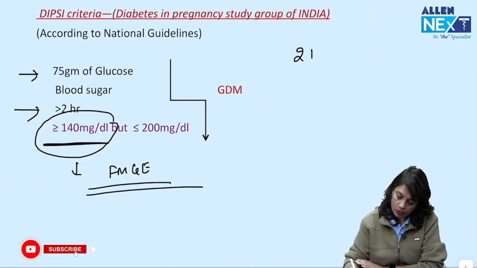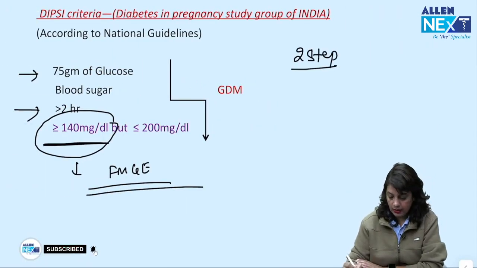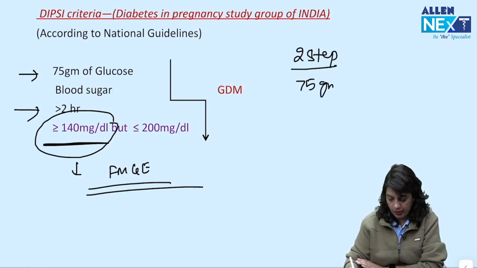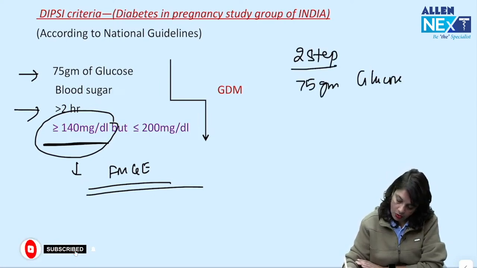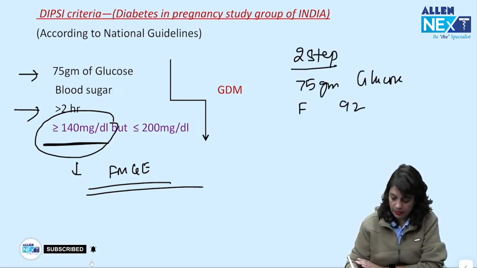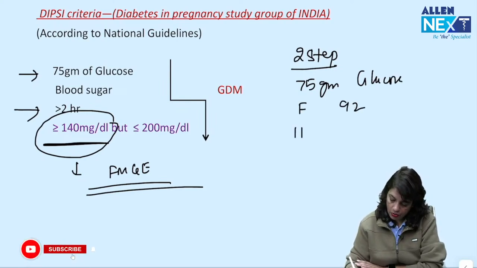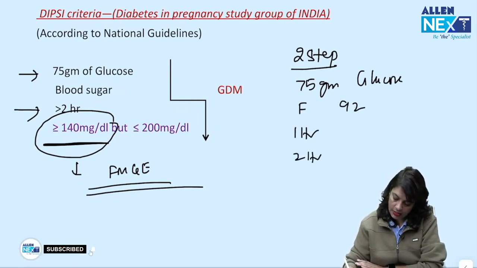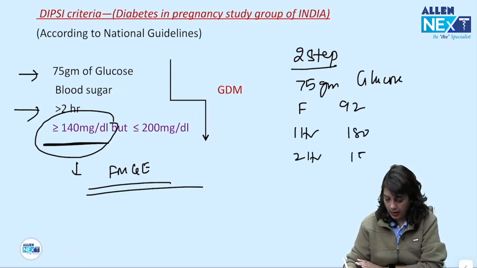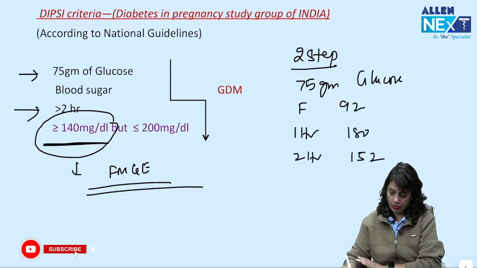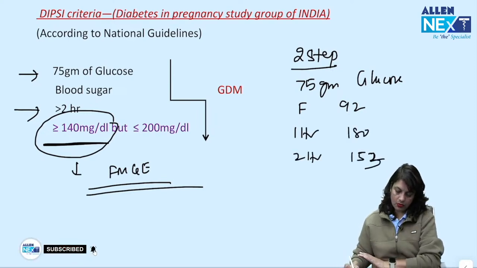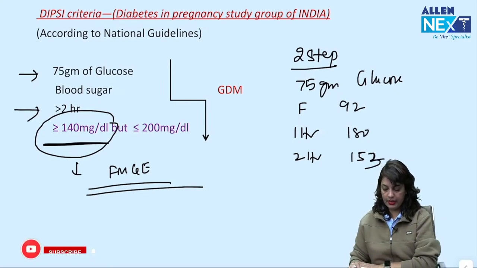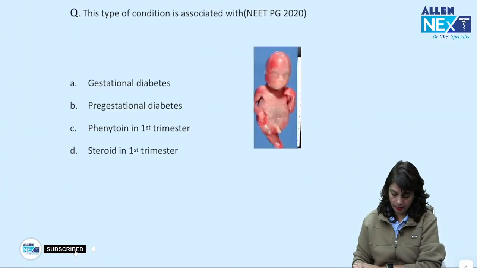If it is a two-step criteria, you give 75 grams of glucose, you take fasting sample 92, after 1 hour 180, 2 hours it should be 153. Okay. So this is 92, 180 and 153, you should also remember.